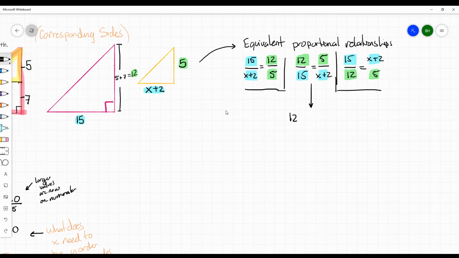Okay. So I'm going to do 12 over 5 equals 15 over x plus 2. The first thing I'm going to do is cross multiply, so that I can simplify my problem solving and get it to be more manageable. So I get 12 times x plus 2, and you always are going to put whatever value you're bringing up from the denominator into a set of parentheses.